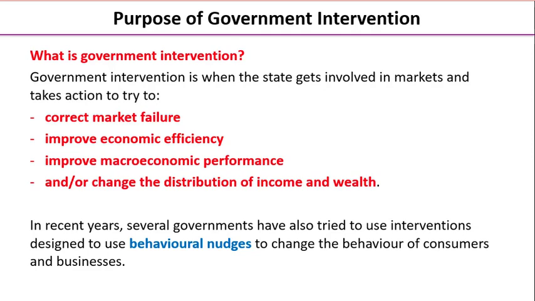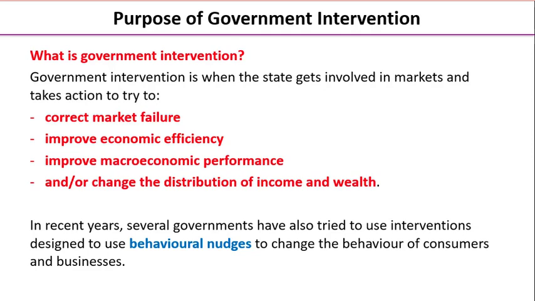For the purposes of your microeconomics, we're really thinking in this first instance about correcting market failure. So correcting issues such as negative production externalities, demerit goods, goods where there are information gaps associated with them, that kind of thing. As you move through your A-level economics course, you'll also start to apply this concept to things such as improving economic efficiency, looking at how you can use government intervention to improve macro performance and or change the distribution of income and wealth.